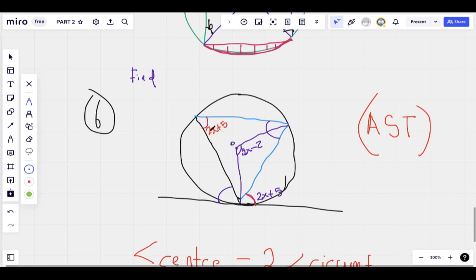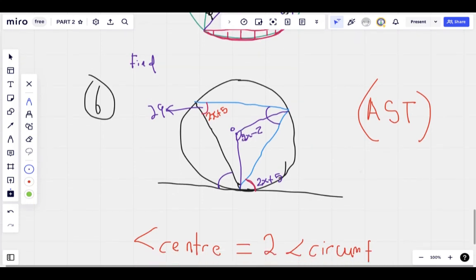So the angle here is 29. This angle is 29, so it means the angle here is also 29. Now to find the angle here, 5 times 12, 60. 60 minus 2, 58. So the angle here is 58. Of course, because 29 times 2 is 58.